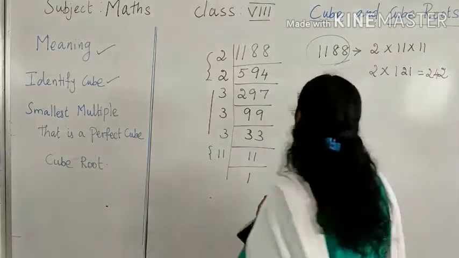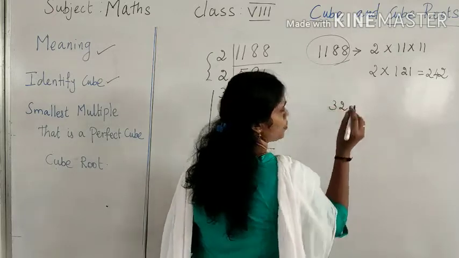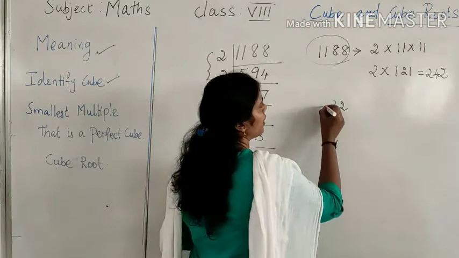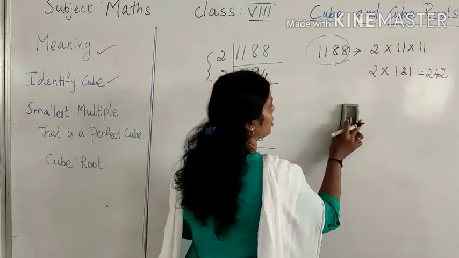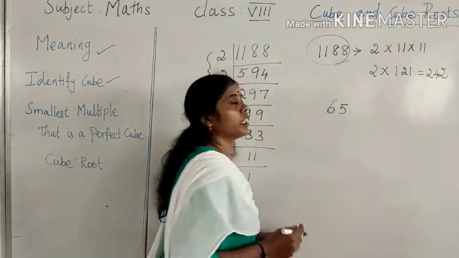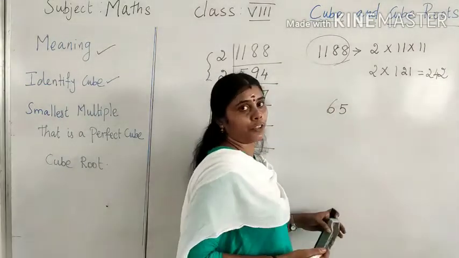One more example we can take. Suppose we have 32, the smallest number we will take, so that you can easily understand. Otherwise I will take another number because already we have seen 32. So 65 if I take. This 65 I want to make a perfect cube number. You know that it is not a perfect cube number.